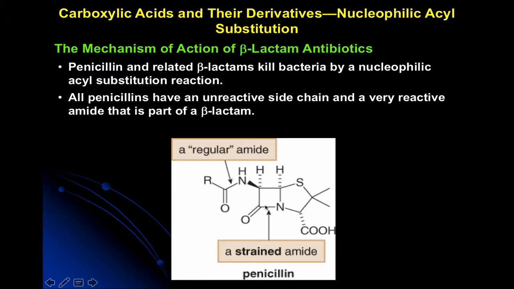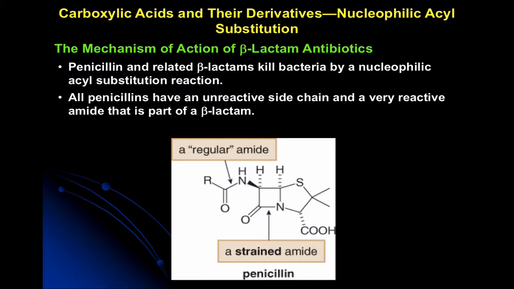Other amides that are important for us are the beta-lactams. So we talked about lactams last time. This is actually penicillin. So you can see that it actually has two amides. So this is what we'll call the regular amide, so it's not part of a cyclic structure. And here, of course, is the beta-lactam. This amide is actually quite reactive, more reactive towards nucleophiles than a typical amide. And so can anybody tell us why this particular amide is so reactive?